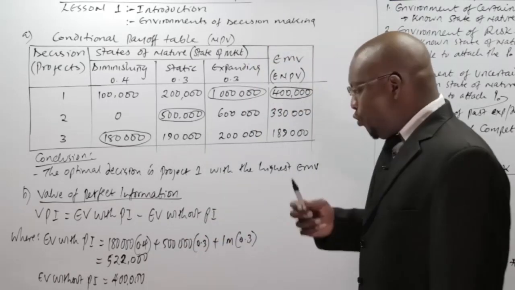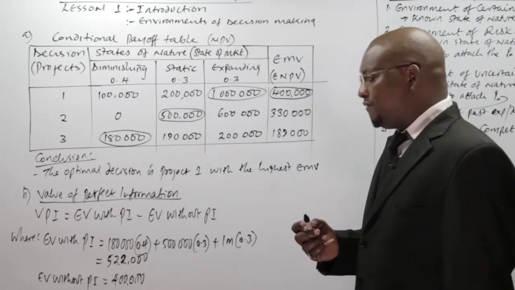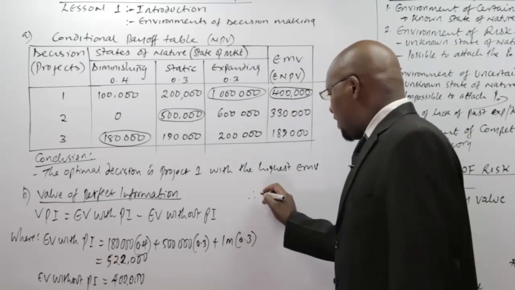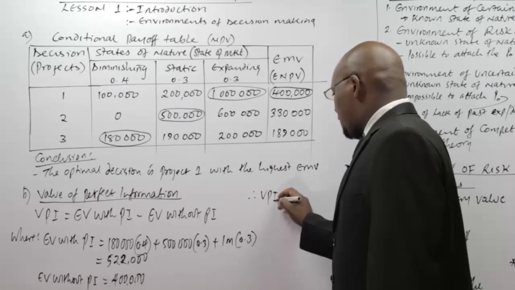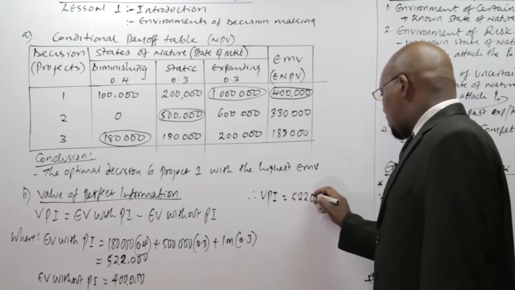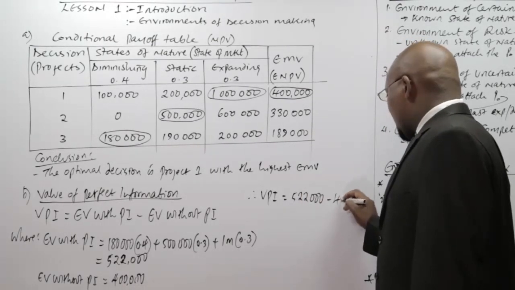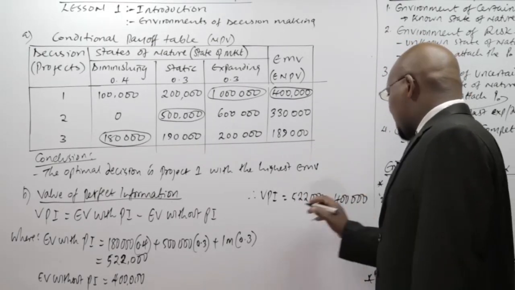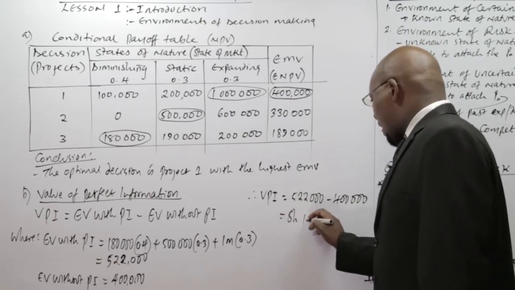Now, with this, what is the value? So you can say, therefore, the value of perfect information, VPI, shall be the 522,000 minus the 400,000. And this is going to give us an amount of 122,000.